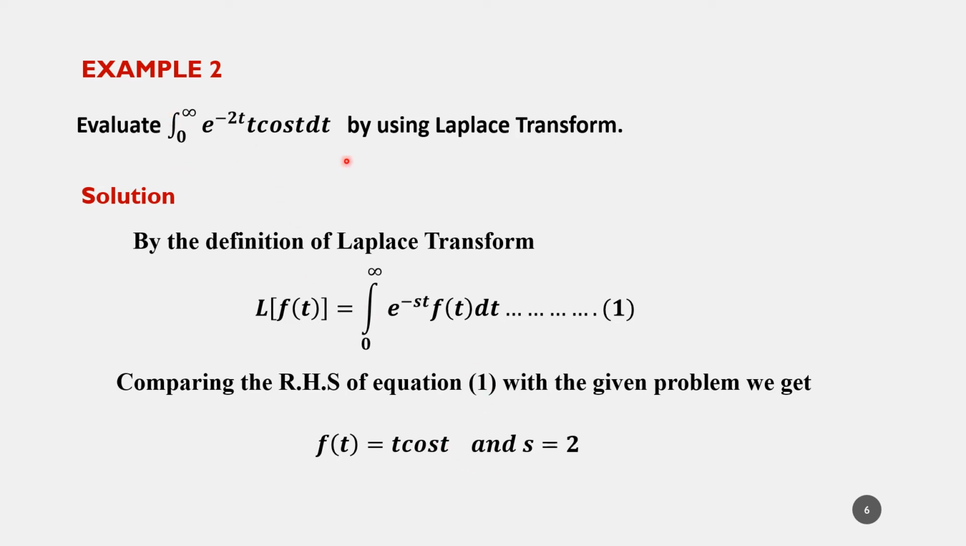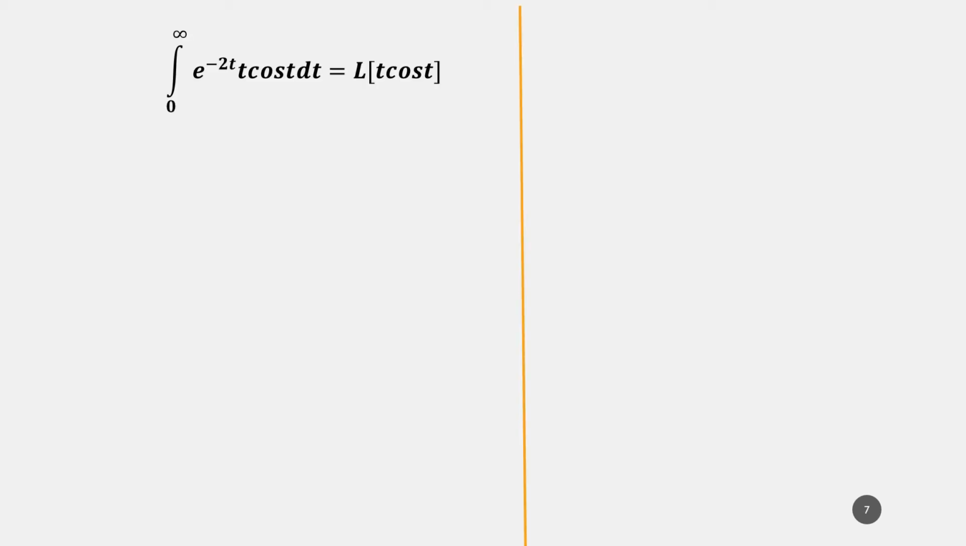So now we can write the given integral as L of f of t, but f of t is t cos t. So we can write this integral as L of t cos t. We have to calculate L of t cos t by using the properties of Laplace transform. Whatever answer we get, replace s by 2. So we have converted the given integral to Laplace transform, L of t cos t with s equal to 2.